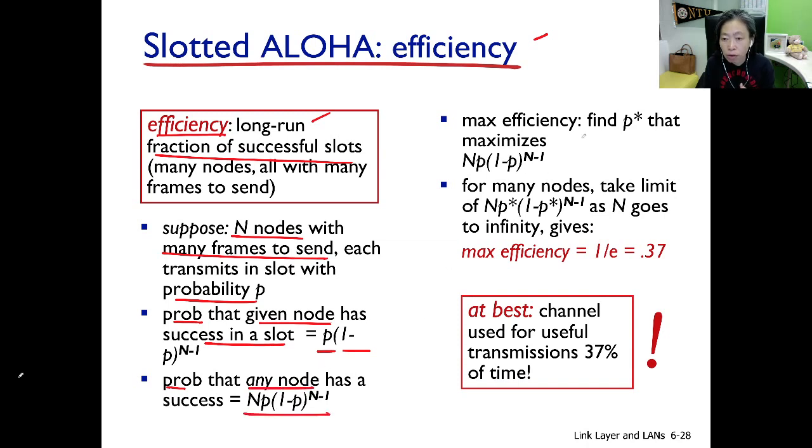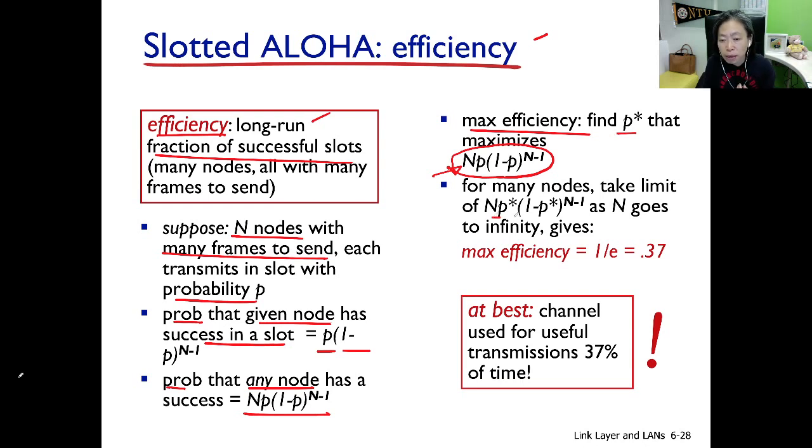Now, to maximize the efficiency is by finding the p star such that this value is the highest. How do you find p star? You take the derivative of this term, right? And you set it to 0 and try to find p star. Okay, that gives you the maximum or minimum values.